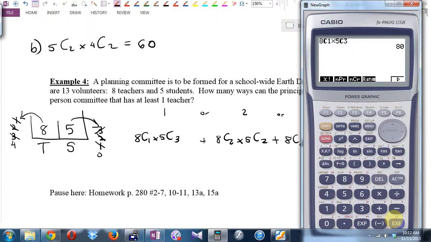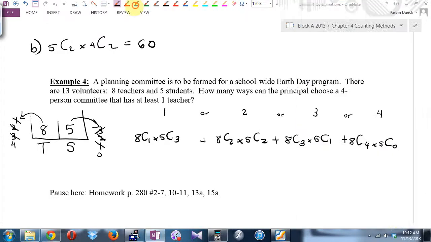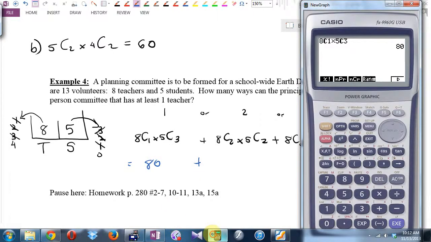What's that first one work out to? Where would be a clever place to write that? Right underneath? Sure. 80 plus. And then rather than retype this, I'm just going to backspace. What do I want to change that 3 to? In the next one. And what do I want to change that 1 to? That's way easier than retyping everything. And I'm much less likely to make a mistake because I was careful in my first typing. I made sure I got everything typed in right the first time. 280? Yes? Yeah.